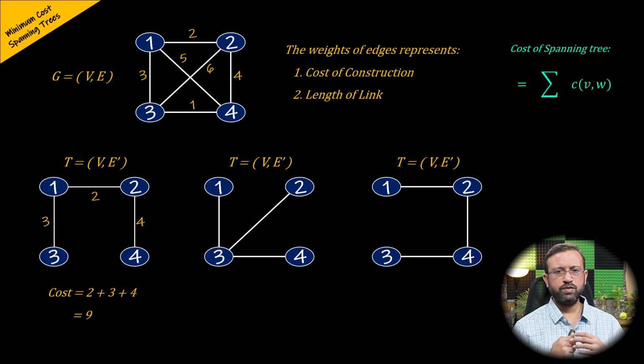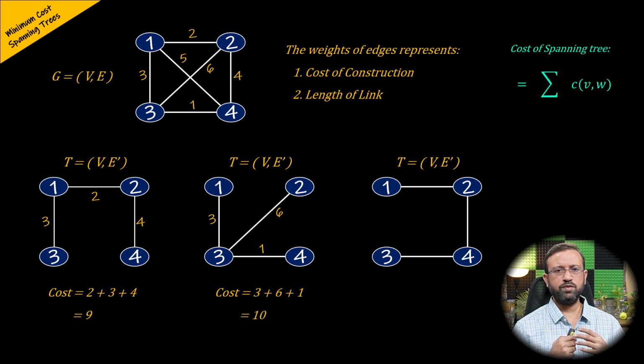Then, the cost of the second spanning tree will be the summation of the cost of the edge between vertex 1 and vertex 3, which is 3, plus the cost of the edge between vertex 2 and vertex 3, which is 6, and the cost of the edge between vertex 3 and vertex 4, which is 1. So, the total cost of this spanning tree will be 3 plus 6 plus 1, which is 10.